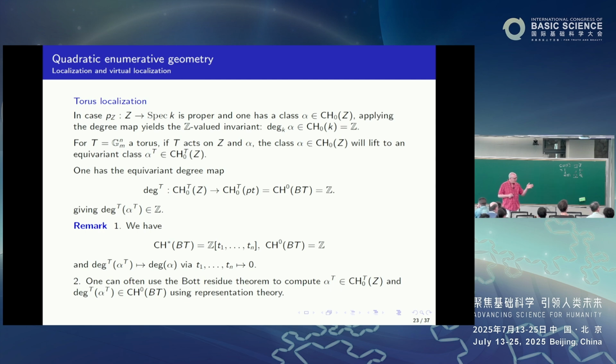Now, how do you compute it? You have this very effective method, the Bott residue theorem, which tells you that you can compute the equivariant answer by localizing to the fixed points. That's the method.